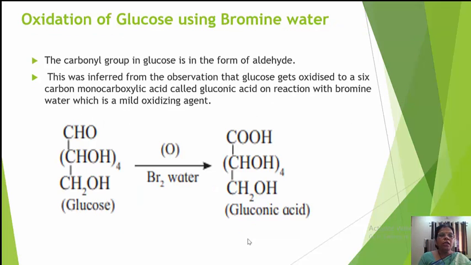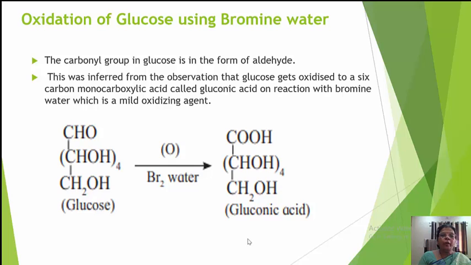Then we are going to see the next reaction, oxidation of glucose using bromine water. Now here bromine water is a mild oxidizing agent or weak oxidizing agent. And when this glucose undergoes oxidation with bromine water, the CHO group present in glucose undergoes oxidation to give COOH group. That is, the CHO group undergoes oxidation into carboxylic acid group to form gluconic acid. That is COOH, CHOH 4 times, CH2OH.